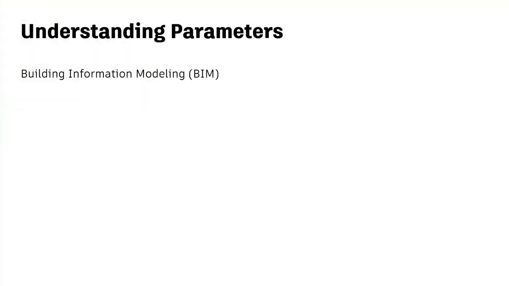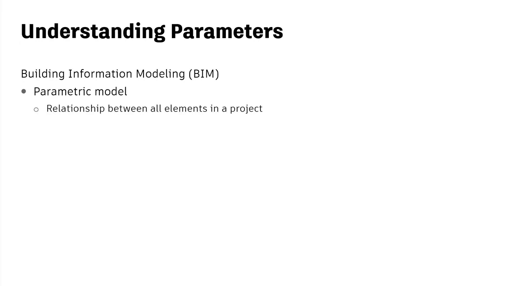Each element in a Revit model belongs to a family, with its size, appearance, and other properties determined by various parameters. When you work in Revit, you are creating a Building Information Model, BIM, which is also often referred to as a parametric model. Parametric modeling refers to the relationship between all elements in a project. Parameters define, store, and communicate information about all the elements in the Revit model, such as their size, shape, position, and material.